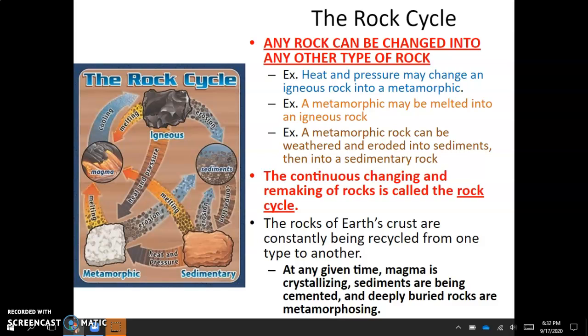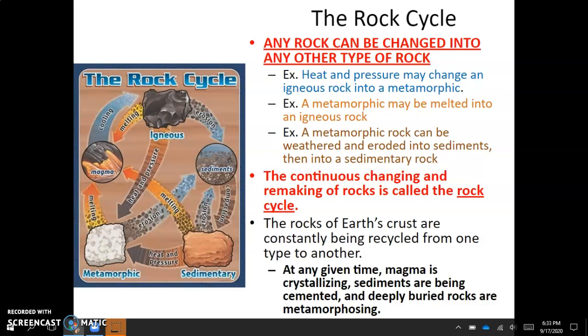So now that we know about the 3 types of rocks, we have to learn about something called the rock cycle. So we have to be aware that any of those 3 rock types can be changed into another kind of rock. So heat and pressure may change an igneous rock into a metamorphic rock, or a metamorphic rock can be melted into an igneous rock. Also, a metamorphic rock could be weathered and eroded and eventually be picked up as sediments and then cemented and compacted into a sedimentary rock. So the continuous changing and remaking of rocks is called the rock cycle.